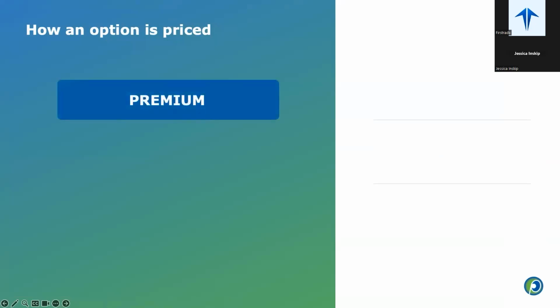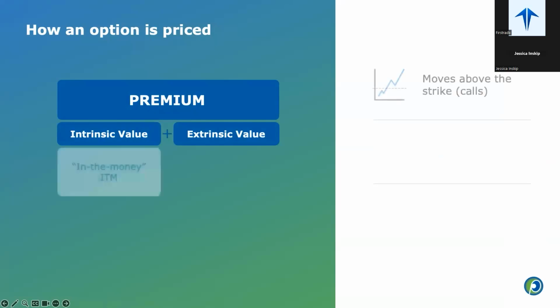So we know that we call that a premium, and a premium is comprised of two components. The first is intrinsic value. The second is extrinsic value. Now, intrinsic value, we've actually talked about quite a bit leading into this. We also call that in the money, which just means that it has executable value.